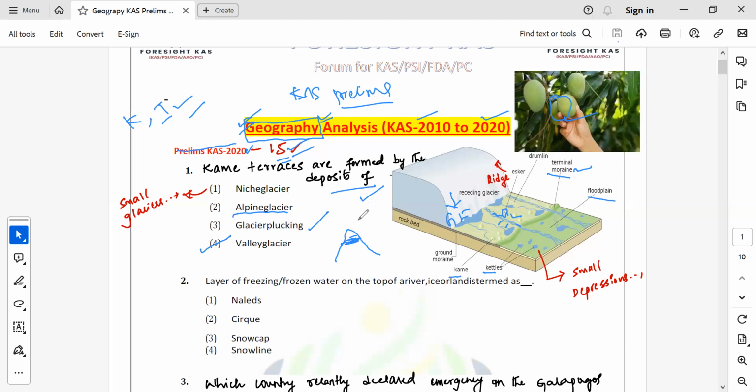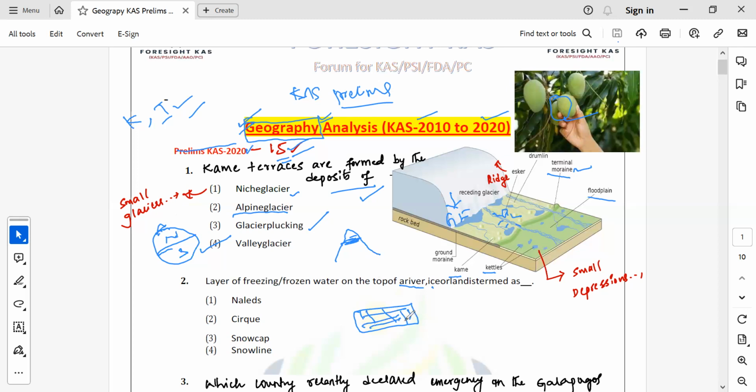Niche glaciers are nothing but small glaciers which are formed in the northern hemisphere. So this is Earth, southern hemisphere, northern hemisphere. So Arctic region. Arctic region deposits what we call niche glaciers. So this is very important. And the next is a layer of freezing or frozen water on the surface of a river or ice. So you might have seen a river in winter, especially in the northern part, ice formation will be there like this.